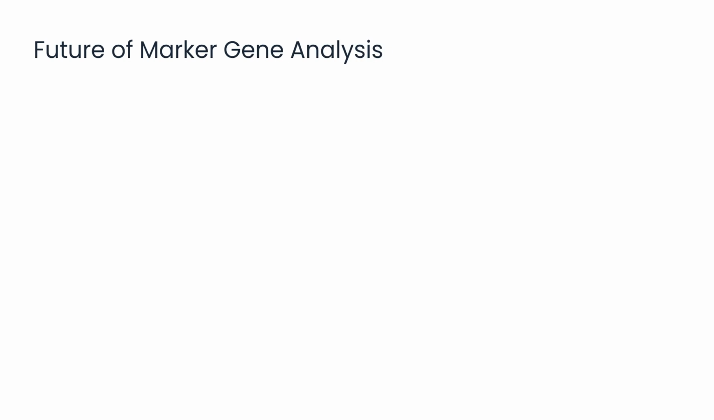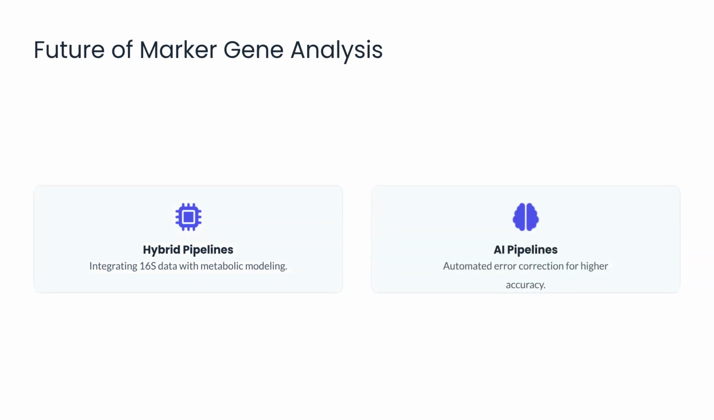The future of marker gene analysis involves hybrid pipelines, integrating 16S data with metabolic modeling, and AI pipelines for automated error correction to improve accuracy.